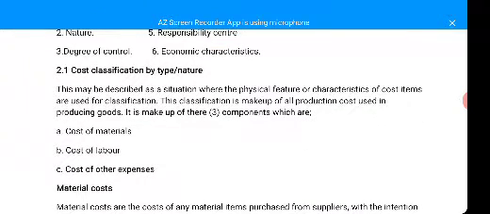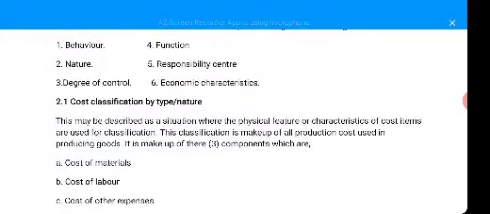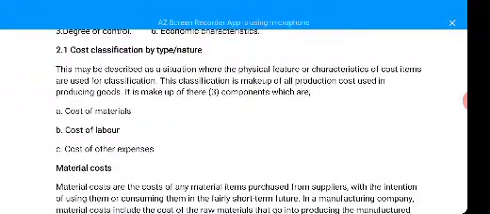Now, cost classification by nature. This may be described as a situation where the physical features or characteristics of cost items are used for classification. This classification is made up of all production costs used in producing goods. It is made up of three components. If you want to classify costs according to their nature, you can group them into three major groups.